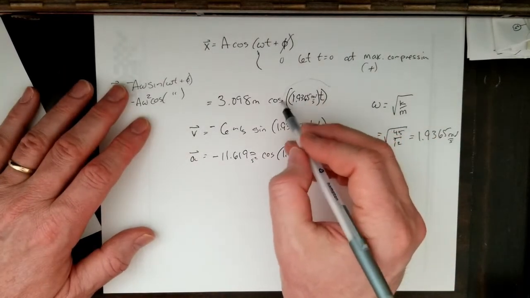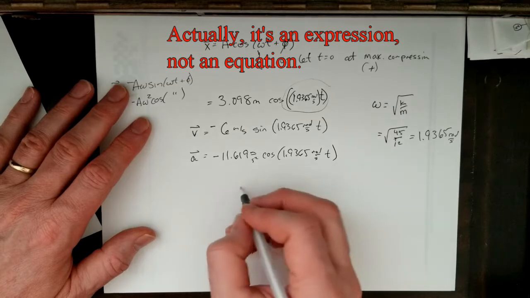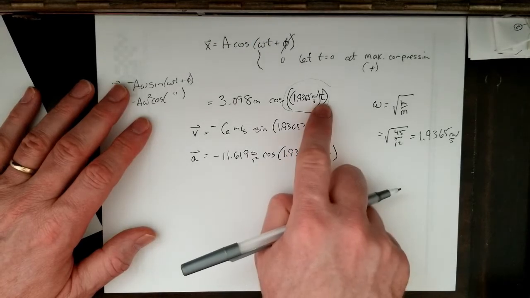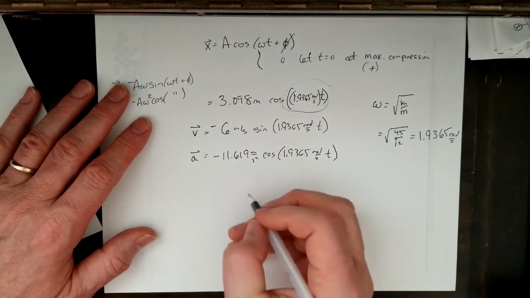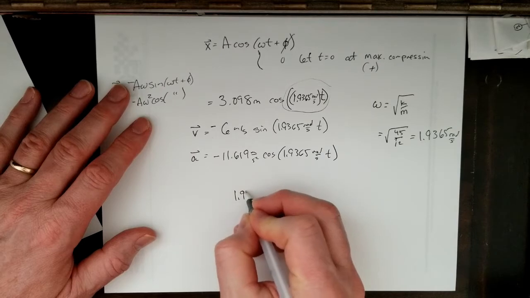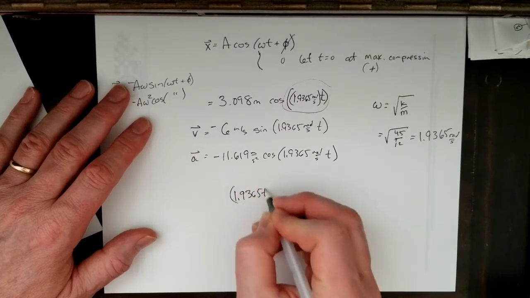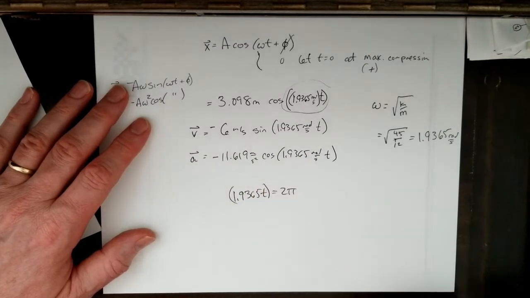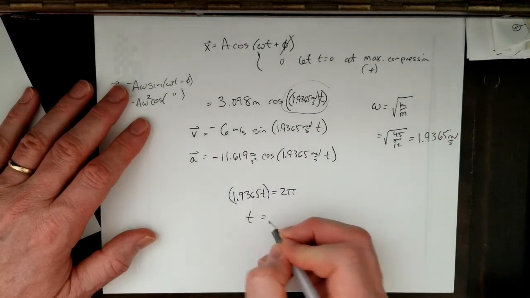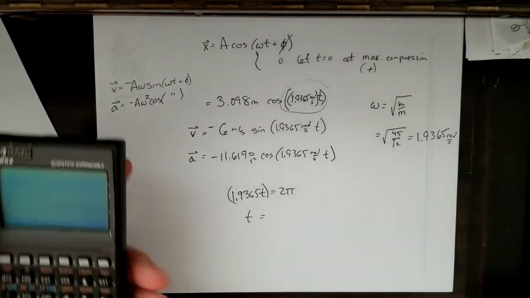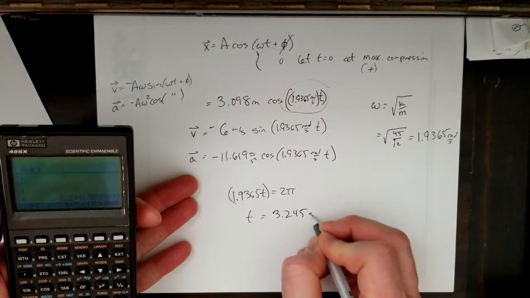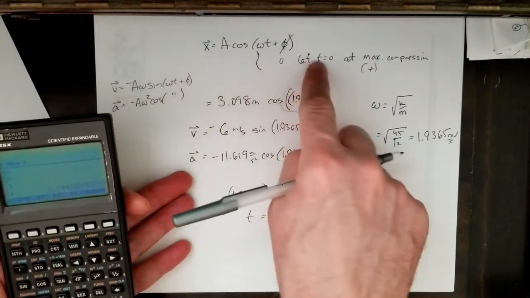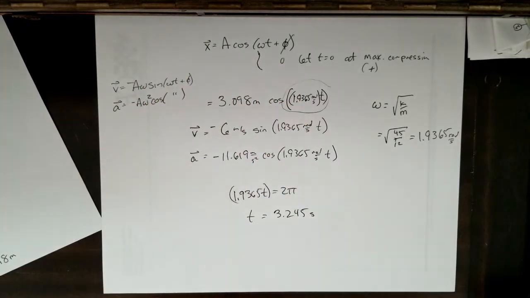In this equation right here, I know that when time is 0, I'm at my amplitude, but I'm trying to figure out when I get back to where I started. That happens when 1.9365 times time is equal to 2 pi. So the time when it gets back to where it started is 2 pi divided by 1.9365, which is 3.245 seconds. That's how much time it takes for the object to go there and back.